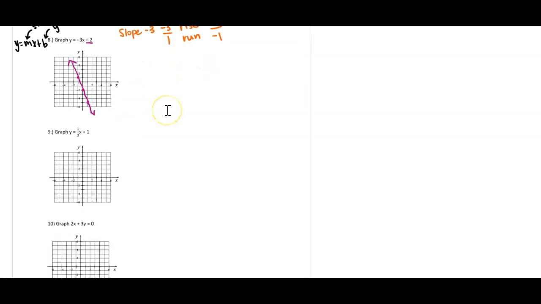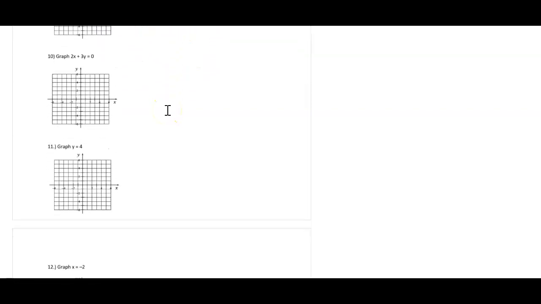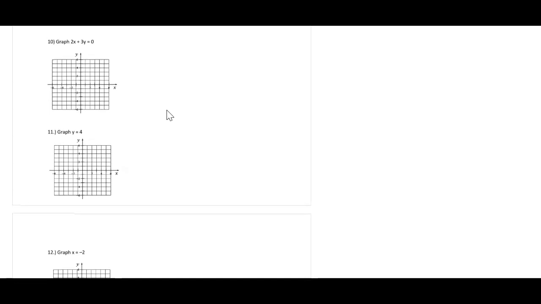Now, on one of the tests or the quizzes, I remember that there were a lot of people missing how to graph something like this. So I wanted to talk about one like this. Again, we want to get it into that y equals mx plus b form. And it's not in that form because y is not by itself. So let me move this over here.